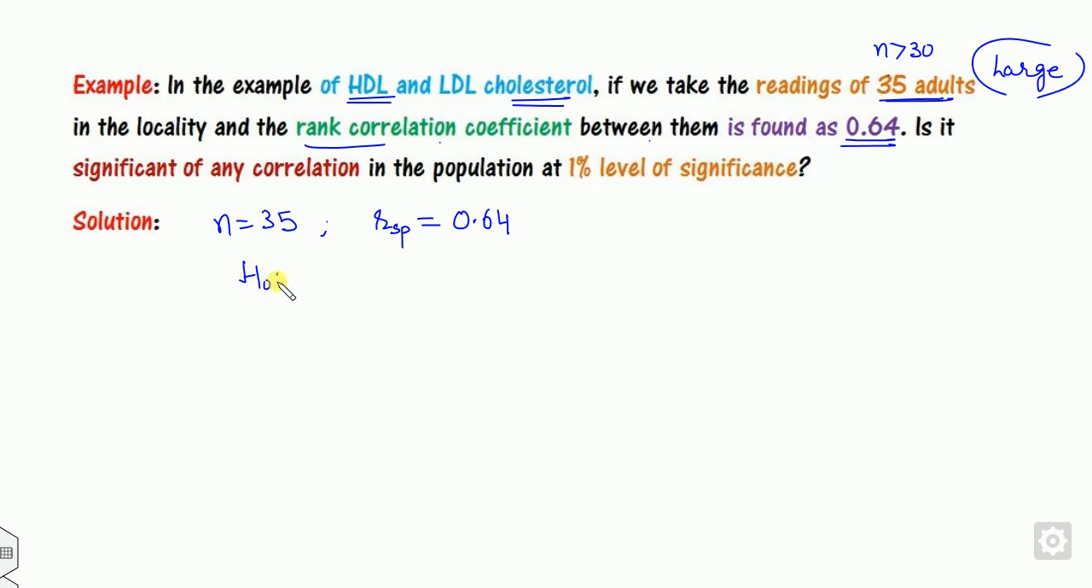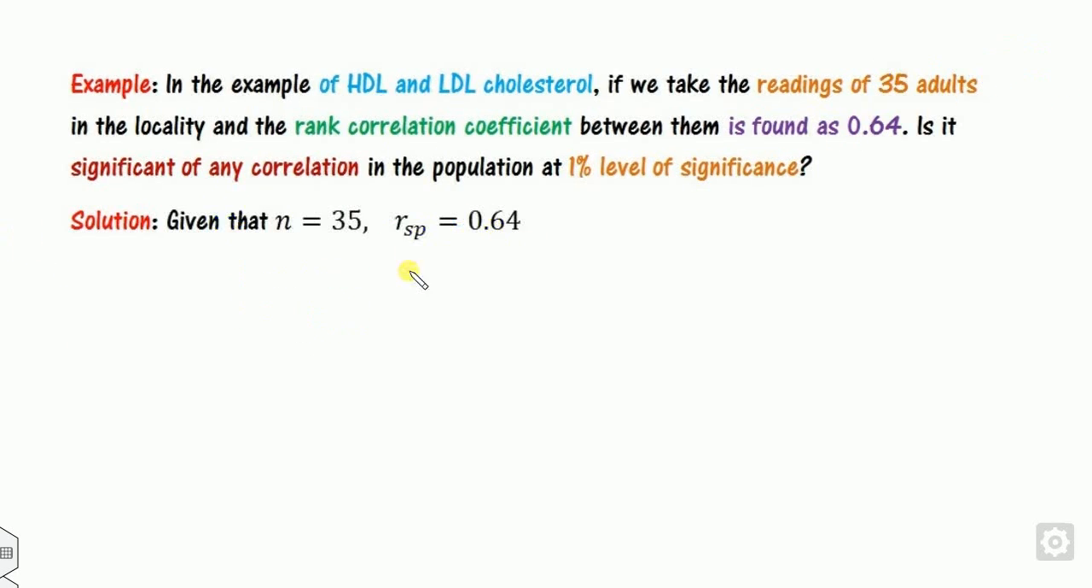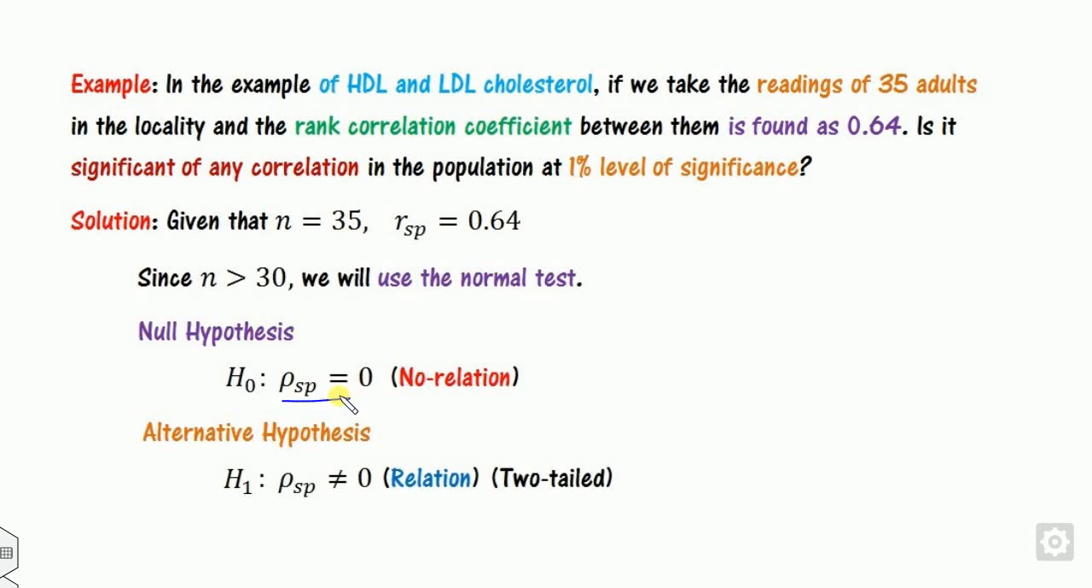So what is your H0 and H1? Is there any correlation? So this is here and this is given to you. These are n and this is given to you. Then you have to define the null hypothesis. This is there is a relation and there is no relation. Then you have to find step number 2, RSP. This is already given to you.